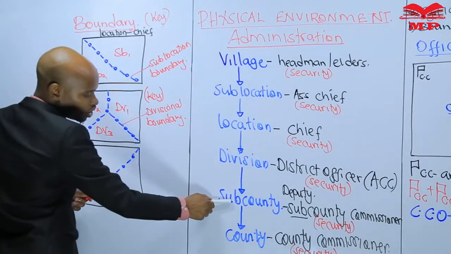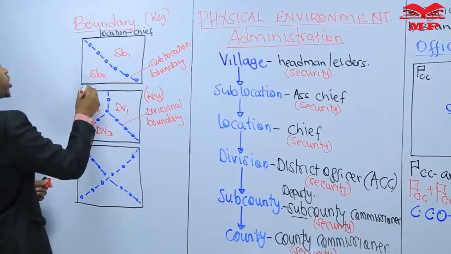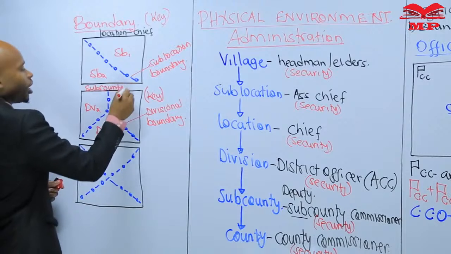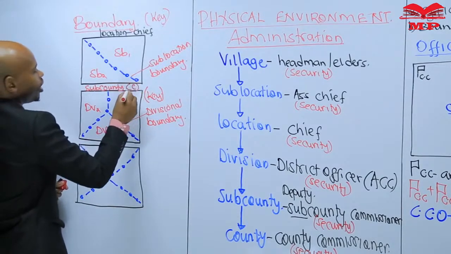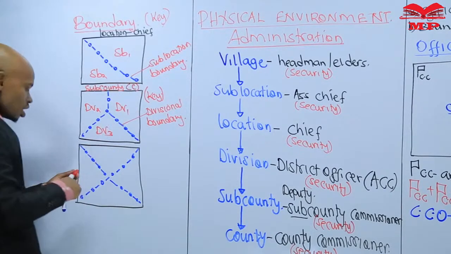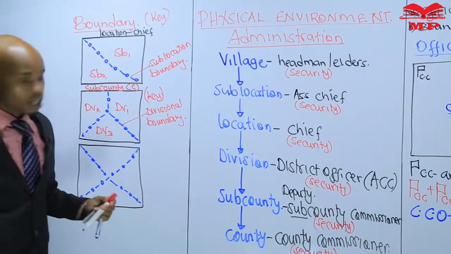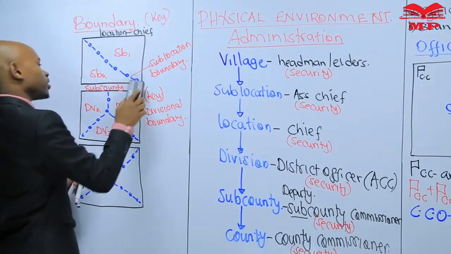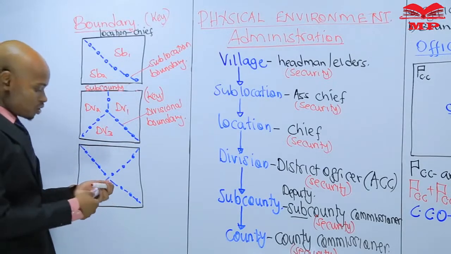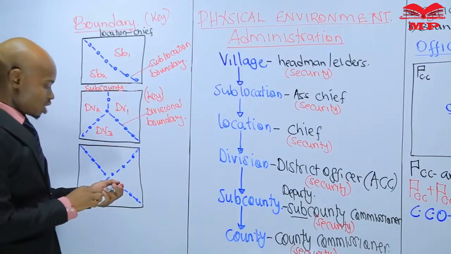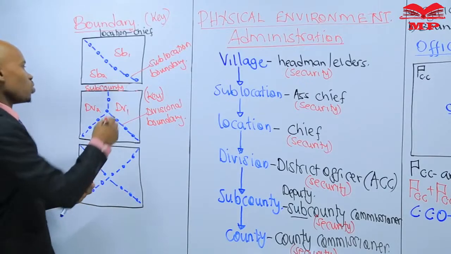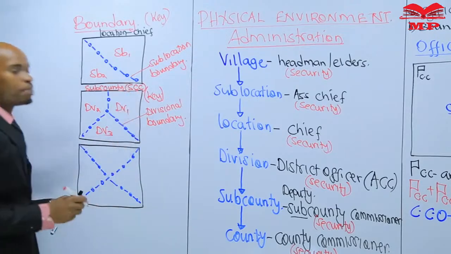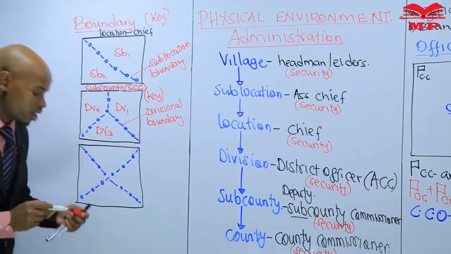Many divisions make a sub-county. So this area will be a sub-county headed by a sub-county commissioner. Very, very simple, using the boundary. Using the boundary, this one will be a sub-county commissioner or a deputy county commissioner.